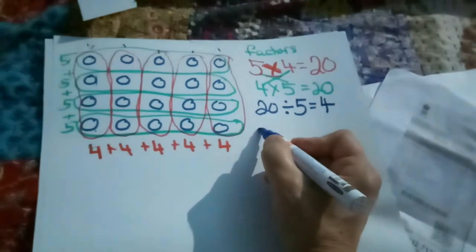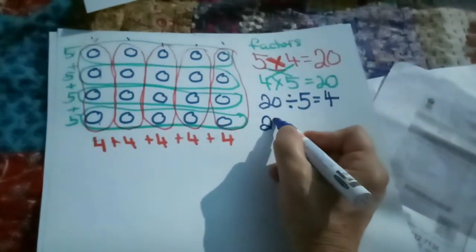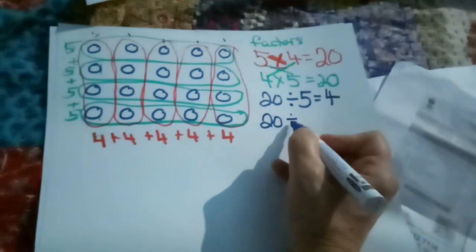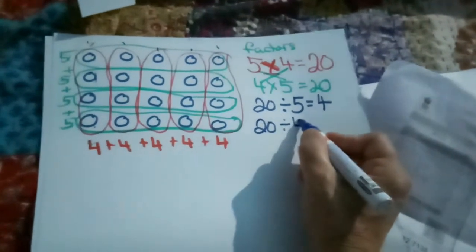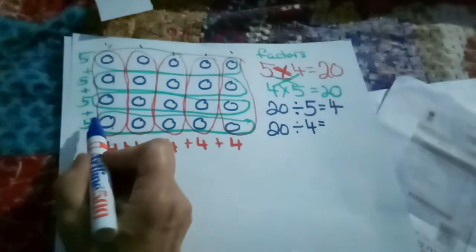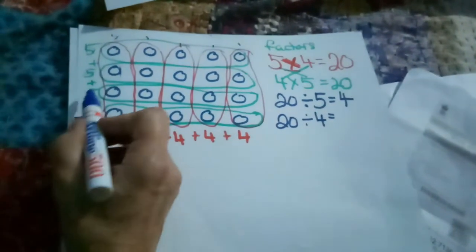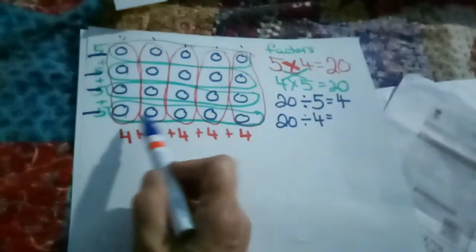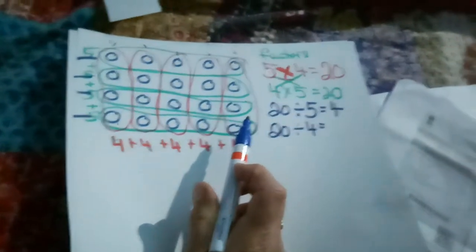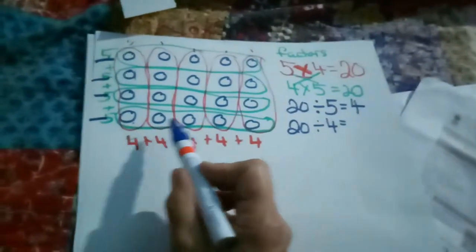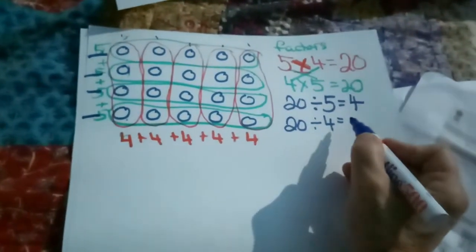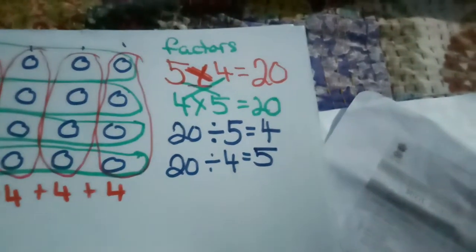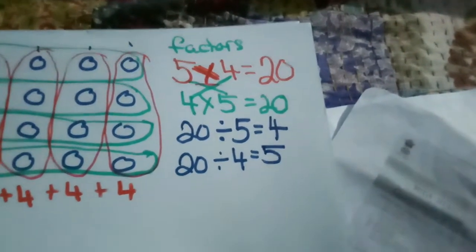So similarly, I can also say 20 divided by 4 equals, so let's say now I have 4 kids. I have one person here, one here, one here, one here. How many biscuits is each one going to get? That's right. They're going to get 1, 2, 3, 4, 5.